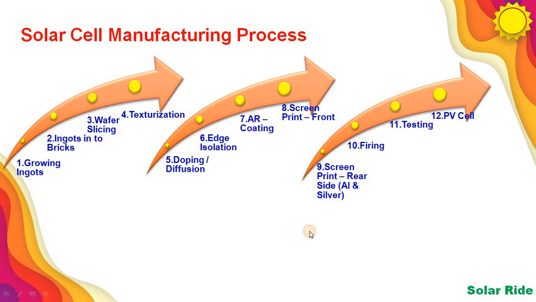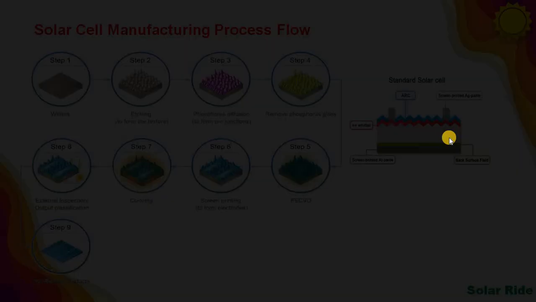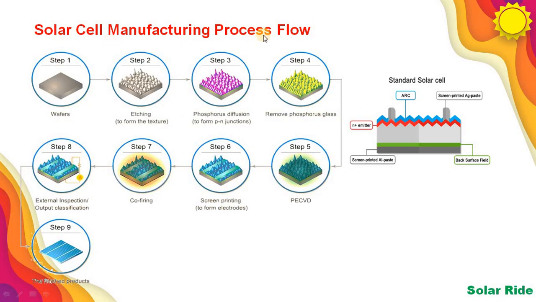The eighth is screen print for the front side. The ninth stage is screen print for the rear side, aluminum and silver paste. The 10th stage is firing. The 11th stage is testing. Then the 12th stage is the manufactured PV cell. The solar cell manufacturing process flow. This is an animated process flow. Previously I explained each step.